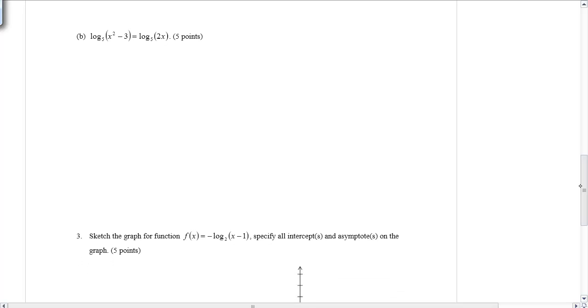The next one is a logarithmic equation. We are going to solve this one again by applying the one-to-one property of the logarithmic function. Again, for a function f(x) equals log base a of x, if log a of x1 equals log a of x2, then because of the one-to-one property, x1 must equal x2.